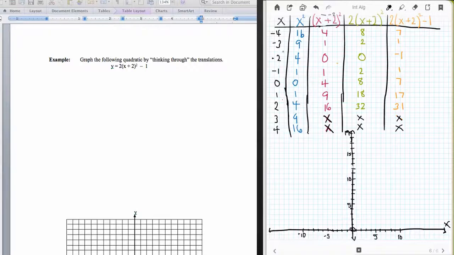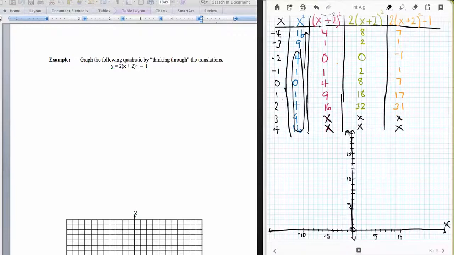So what was going to be a 4 is now going to have 2 subtracted from it. And what was 3 is going to have 2 subtracted from it. What was 2 is going to have 2 subtracted from it. What was 0 is going to have 2 subtracted from it. -1, 2 subtracted from it. And -2, 2 subtracted from it. So you see all of these values right here, right? These all are going to get shifted up 2 places.